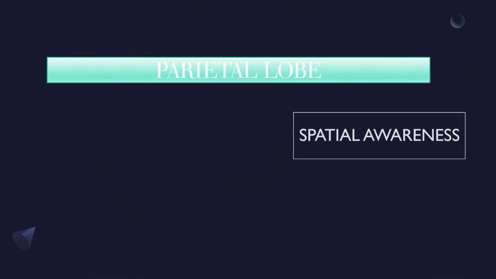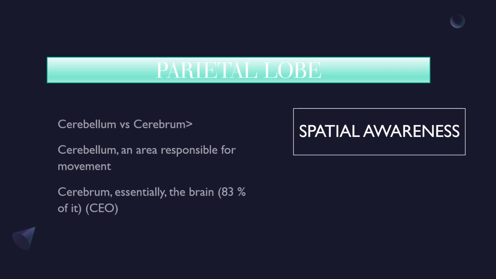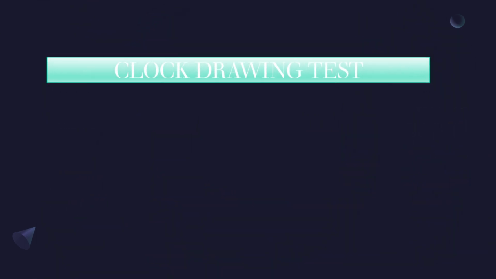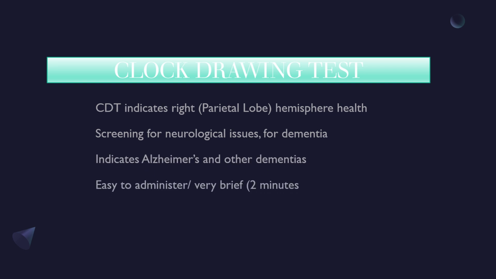Parietal lobe, think of spatial awareness, everything having to do with using sensory information. The clock drawing test is important. The CDT indicates right parietal lobe hemisphere health. It indicates Alzheimer's and other dementias. It's easy to administer, and you ask them to draw 10 past 11.